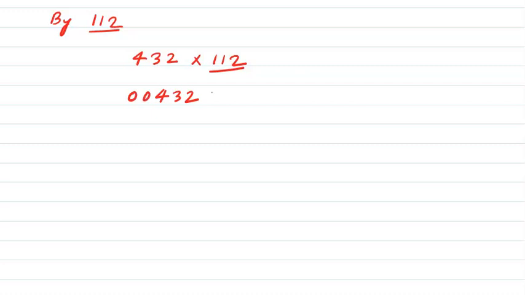Now in continuation to this, we are going to take the product by the number 112, right? So let us understand this through one example. Suppose we have to multiply 432 by 112. Those who have seen the previous video will recall that when we are multiplying something by a 3-digit number like this, we add 2 zeros in the beginning and 2 zeros in the end. And in this case, we take 3 digits at a time.